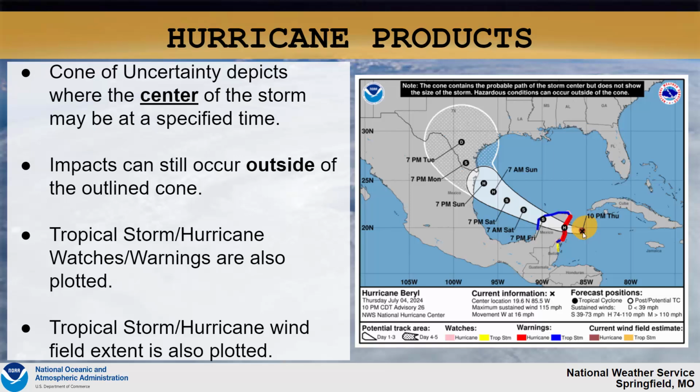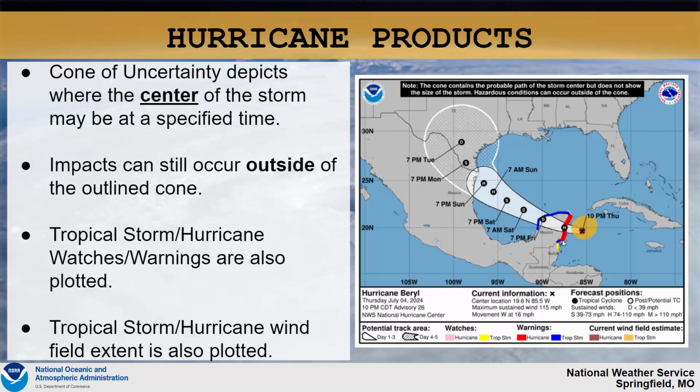It shows where there are current tropical storm and hurricane watches and warnings along the coastlines. So this red line here is a hurricane warning, the blue line are tropical storm warnings, and then hurricane watch is this pink shading out here, and then tropical storm watch is this yellow shading.